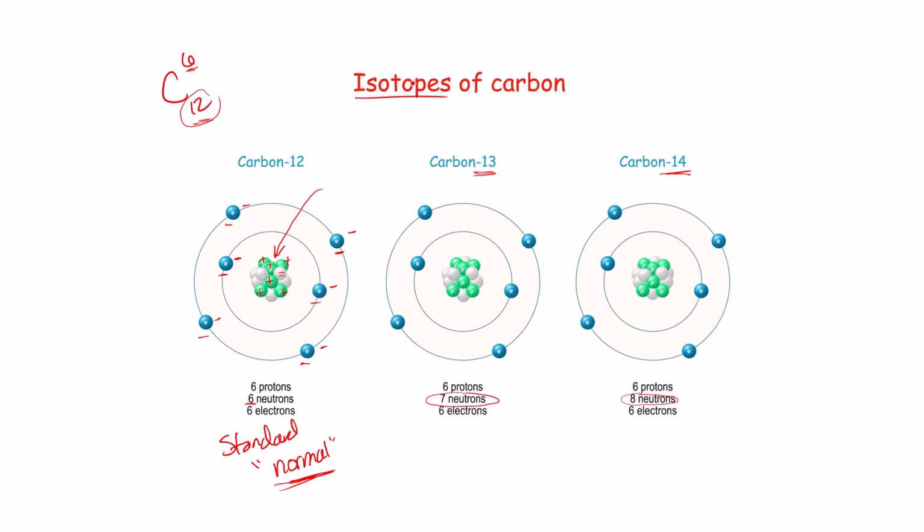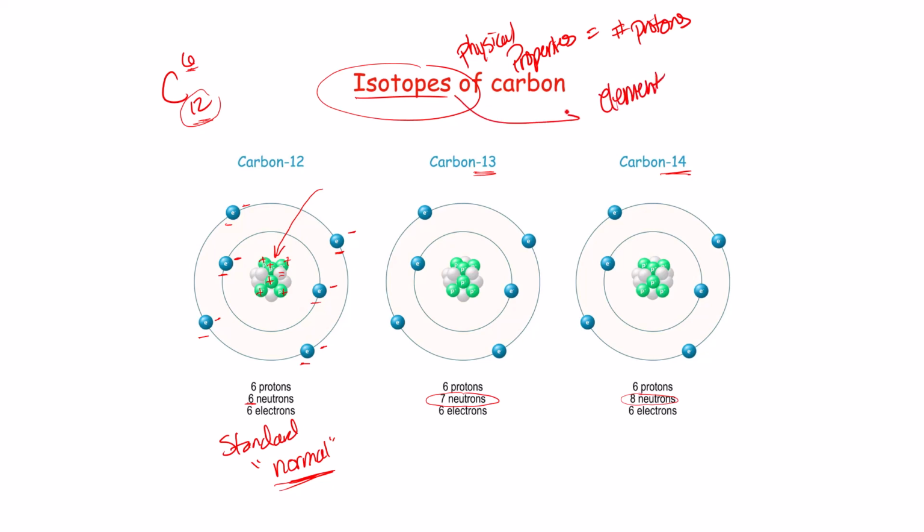It is important to note that isotopes have the same physical properties because they have the same number of protons, and it's also important to note that it is in fact the exact same element. So isotopes are the same element. So carbon-12 is carbon, but carbon-13 and carbon-14 are isotopes.